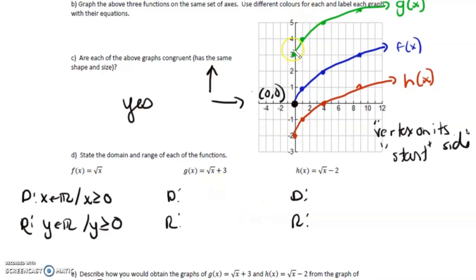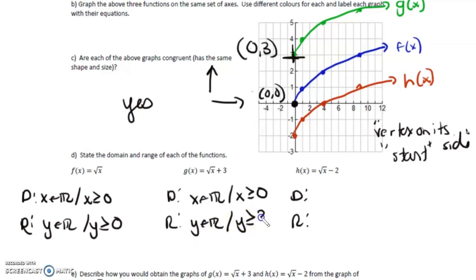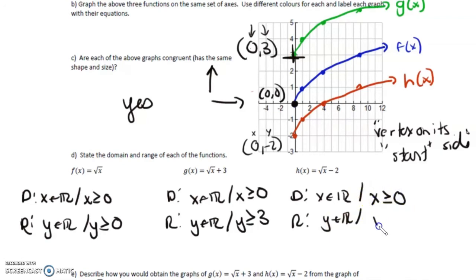Okay, for the green graph, we're looking at the point 0, 3. So for the x, we're going to use 0. X is greater than or equal to 0. For the y is greater than or equal to 3, right? We use these 2 points coming straight from the vertex. Okay, and for the last one, we have 0, negative 2. Remember, this is the x and y. So x is going to be greater than or equal to 0. Y is going to be greater than or equal to negative 2.